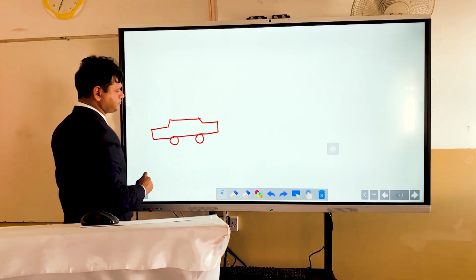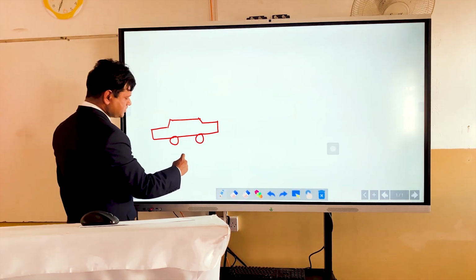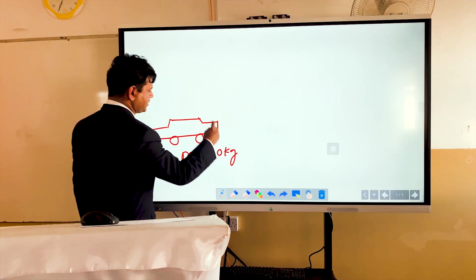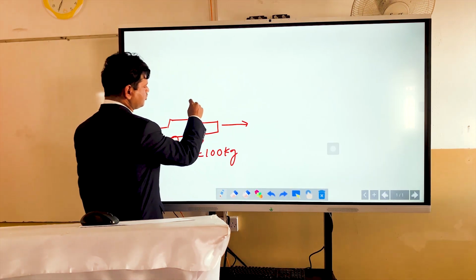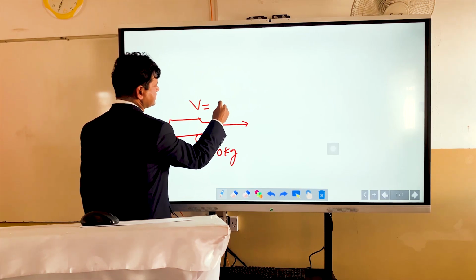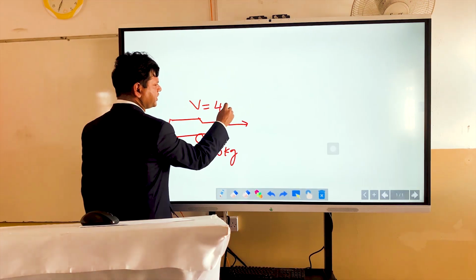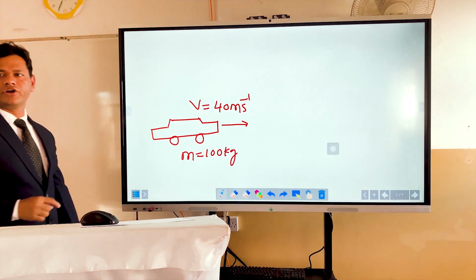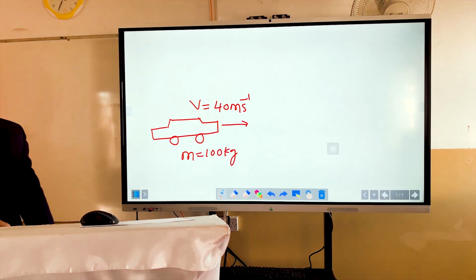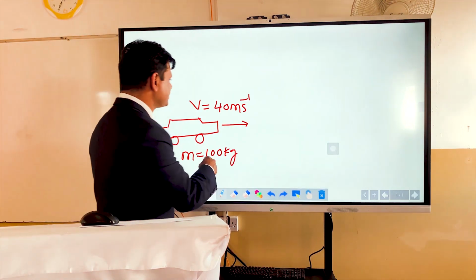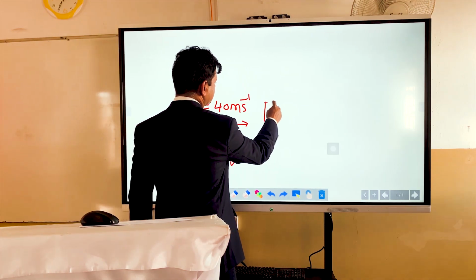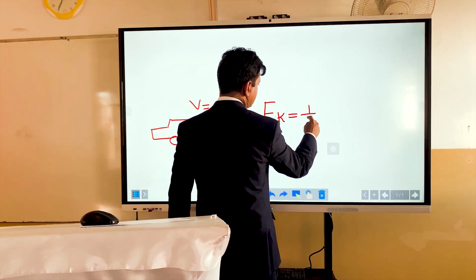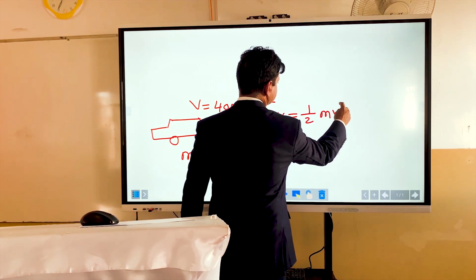A car. Okay? So the mass of the car, suppose, is 100 kg, and the car is moving forward with a velocity of maybe 40 meter per second. How many meter per second? 40 meter per second. Now, if I ask you the kinetic energy of the car, then what is the formula of kinetic energy? Half mv square.